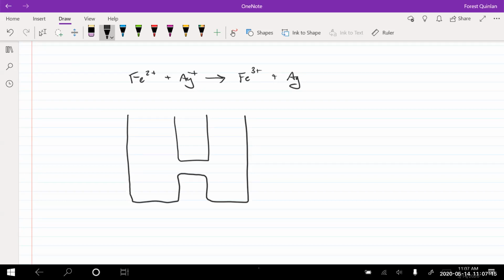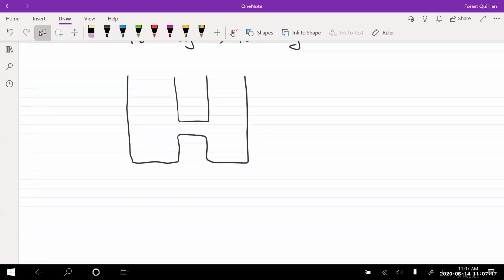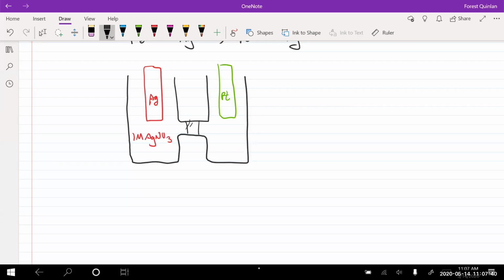I think this is the one I went backward on purpose for you guys. I put the silver on the left and I put the iron on the right. So on this side, I'm just going to go ahead and choose platinum. On the silver side, I had silver, and the silver was 1 molar AgNO3. And on the platinum side, I had 1 molar FeCl2 and 1 molar FeCl3.